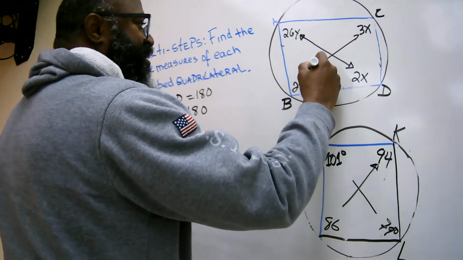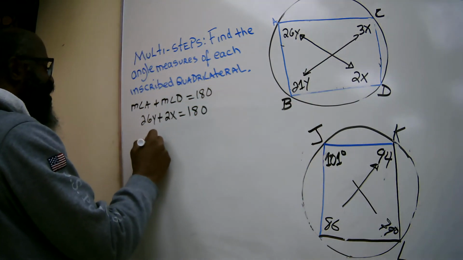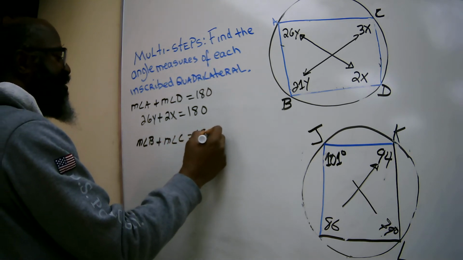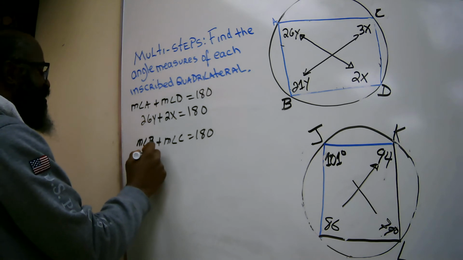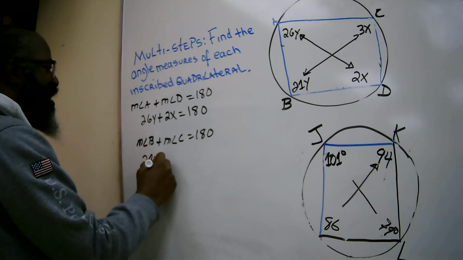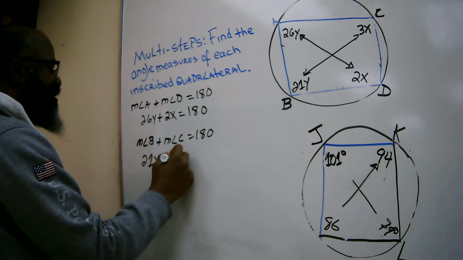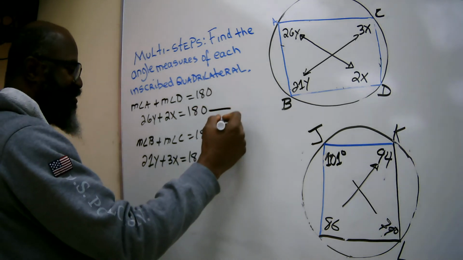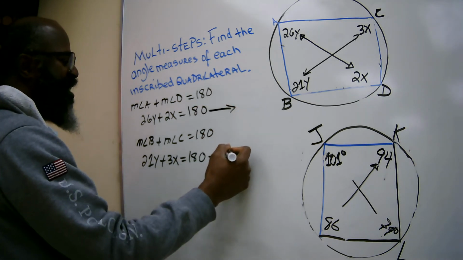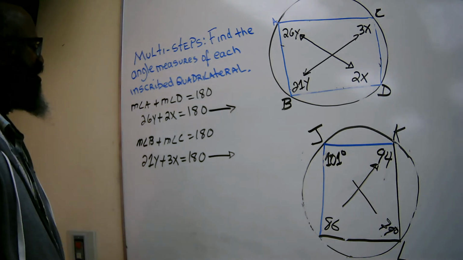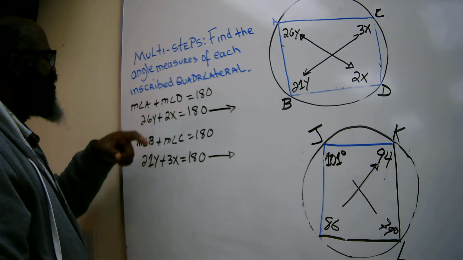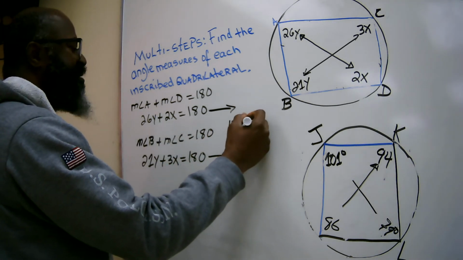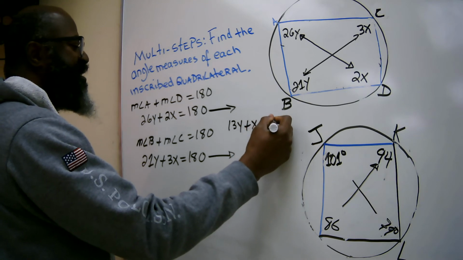This and that. I will have the measure of angle B plus the measure of angle C is equal to 180. Then I will have 21y plus 3x is equal to 180. So I have another equation also. To make the equation much easier, those are divisible by 2. I can simplify that as 13y plus x is equal to 90.